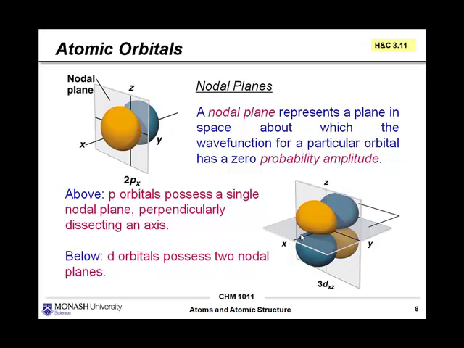And just revising the nodal planes that we saw with both p and d atomic orbitals. A nodal plane represents a plane about which the wave function for a particular orbital has 0 probability amplitude. So in the p orbital case, we can see that there is one nodal plane, and in the d orbital we can see that there are 2 nodal planes.